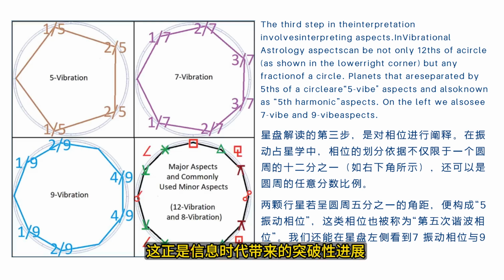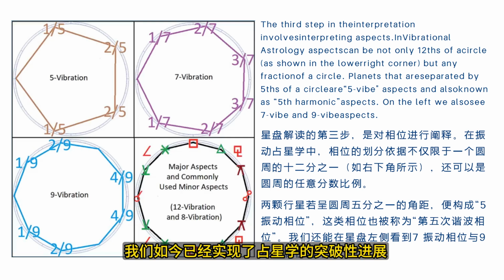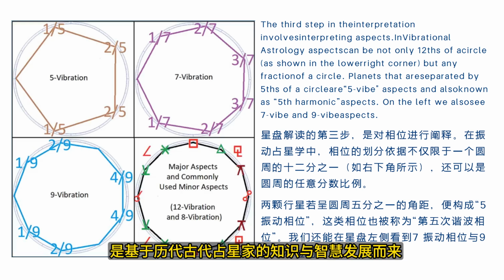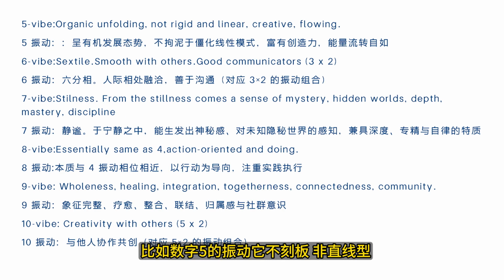And this is the breakthrough of the information age. With these huge databases, with computers that calculate instantaneously what would take weeks in the past, with the internet to share information. In this huge information age, we have now made breakthroughs in astrology to a new level, and it builds upon the knowledge and wisdom of all of the ancient astrologers as well. Now, I just gave you some idea of what some of these vibrations mean, like 5 vibe over here, not rigid and linear, creative, flowing. 7 vibe, stillness.